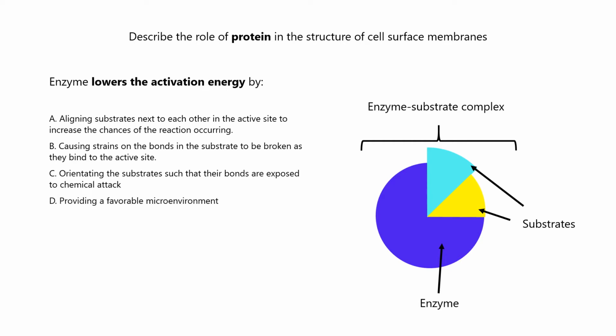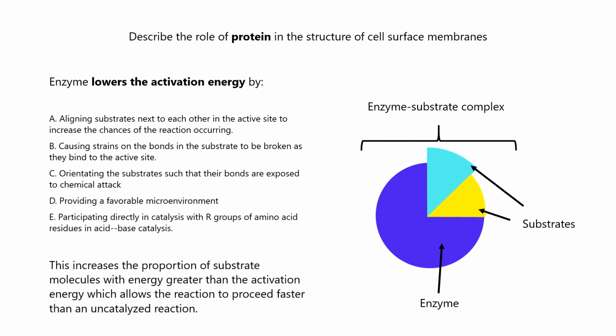D. Providing a favorable microenvironment. E. Participating directly in catalysis with R groups of amino acid residues in acid-base catalysis. This increases the proportion of substrate molecules with energy greater than the activation energy, which allows the reaction to proceed faster than an uncatalyzed reaction.